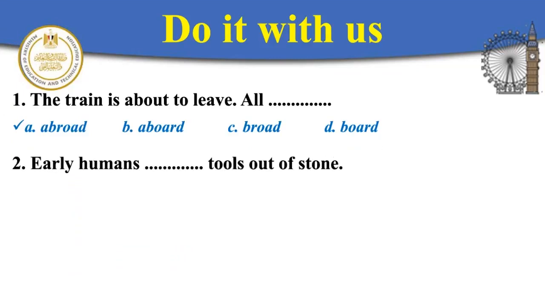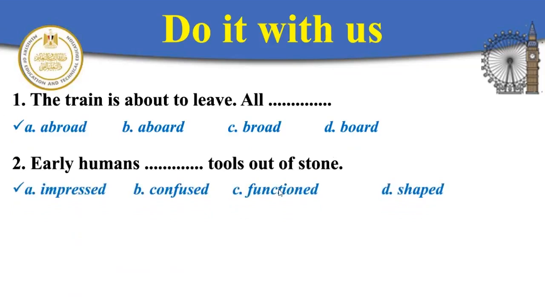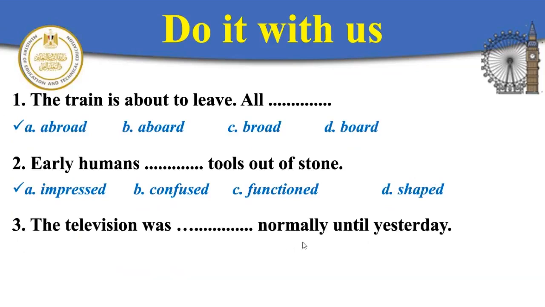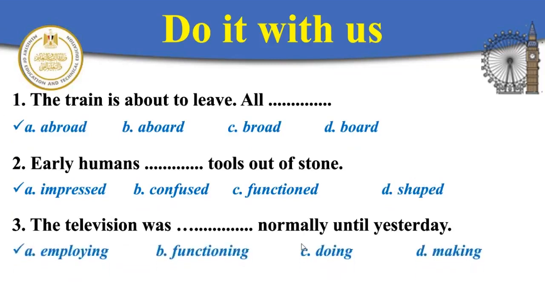Early humans made tools out of stone. What happened to the tools? Impressed, confused, function, shaped. So it's shaped. We made of. The television was functioning normally until yesterday. Functioning, doing. So what's doing? Functioning, was functioning, so it's working well.